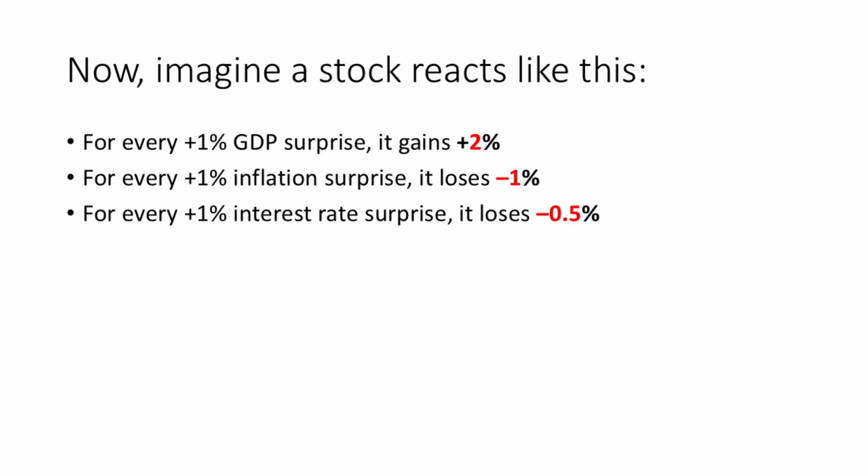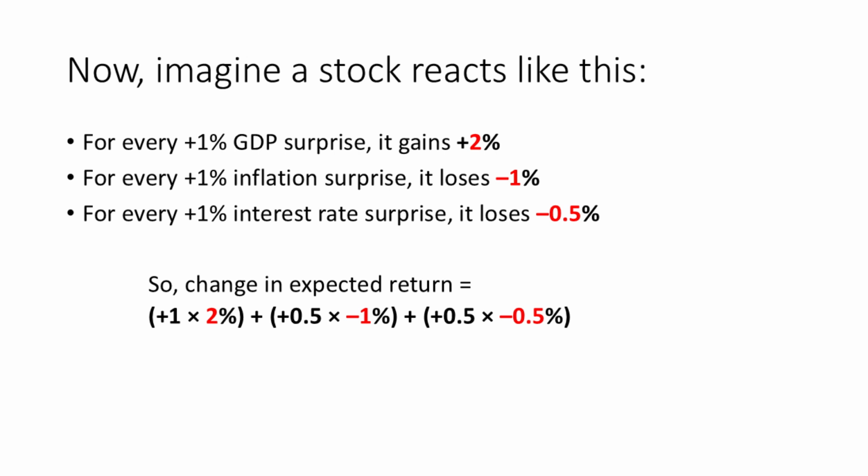More on this soon. So for every 1% GDP surprise, it gains 2%. For every 1% inflation surprise, it loses 1%. For every 1% interest rate surprise, it loses 0.5%. So expected return will be 1 times 2%, plus 0.5 times negative 1%, plus 0.5 times negative 0.5%, for a total of 1.25%. So the expected returns, given the surprises, will add 1.25%.